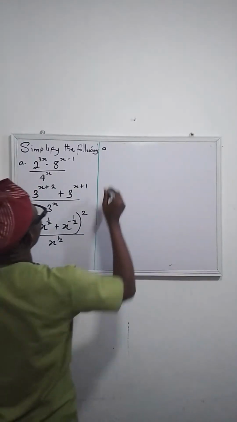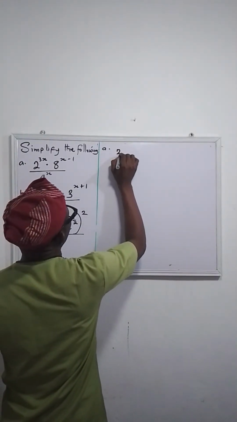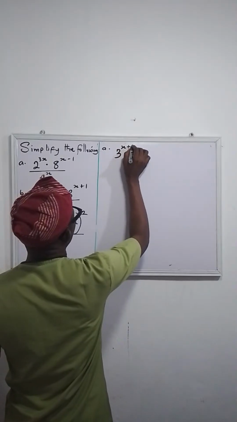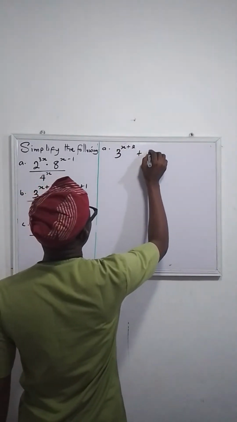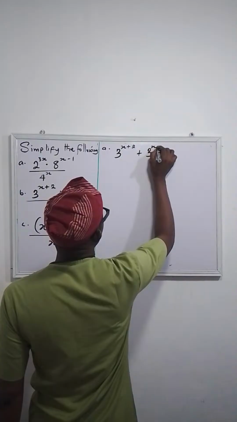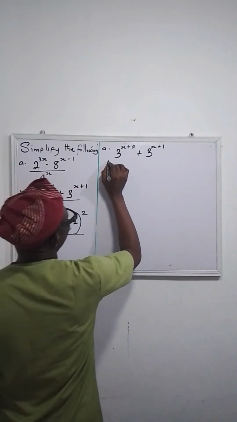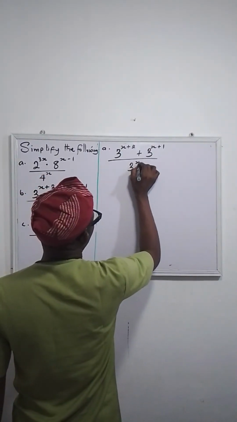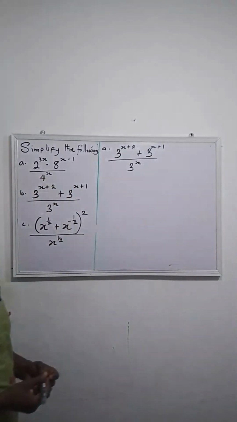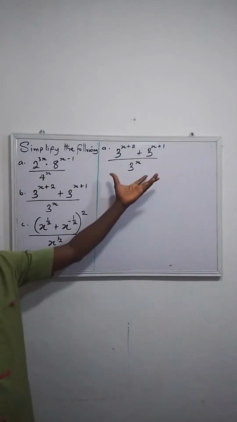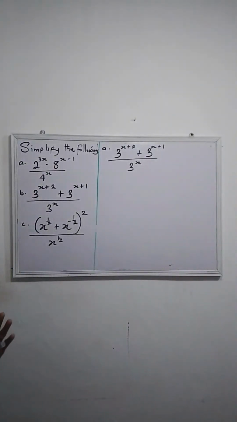We have (3^(x+2) + 3^(x+1)) over 3^x. All right, you have to simplify this initial expression. So how do we simplify this?